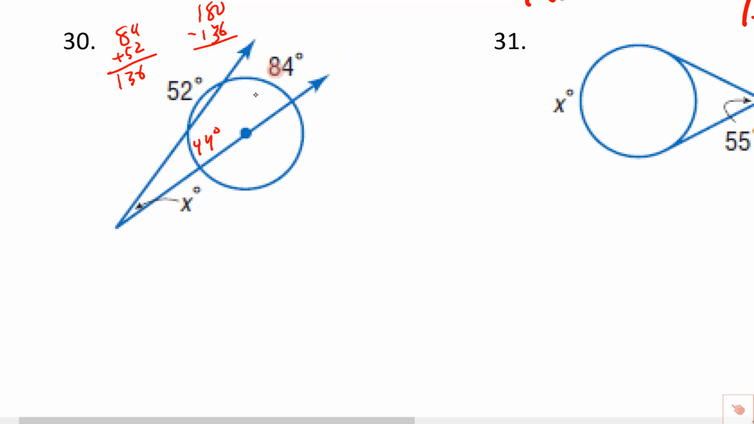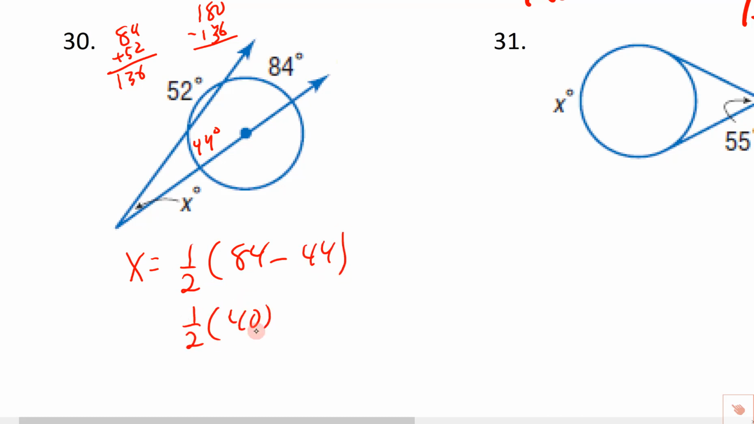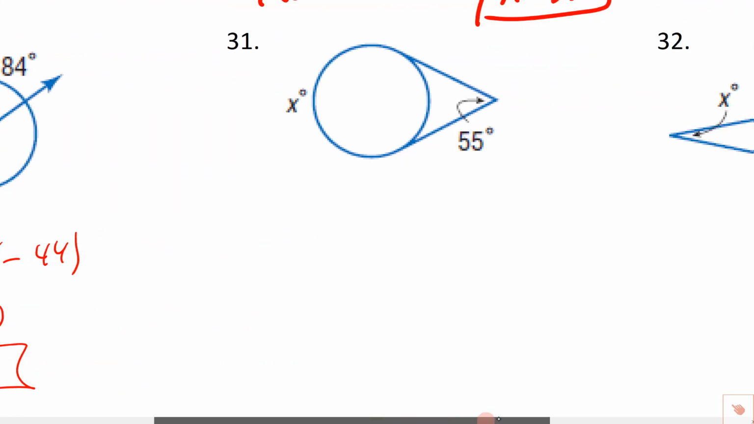So now we've got the two pieces. So x is just going to be 1/2 of the big one, which is 84, minus the small one, which is 44. So that's half of 40. So x is going to equal 20, or if you want to put 20 degrees on there, I suppose you could. Let's take a look at the next one.